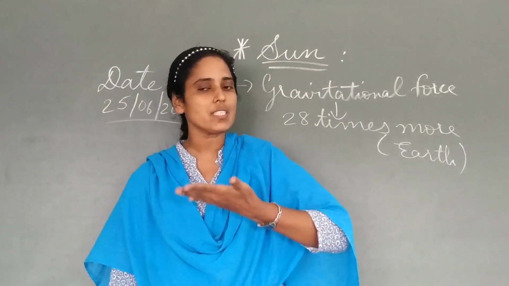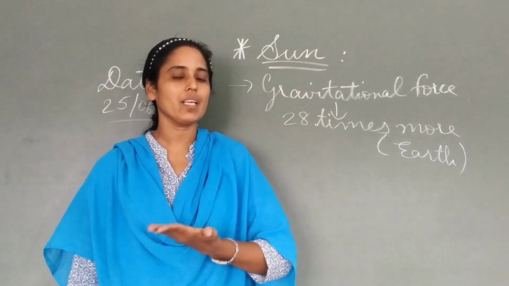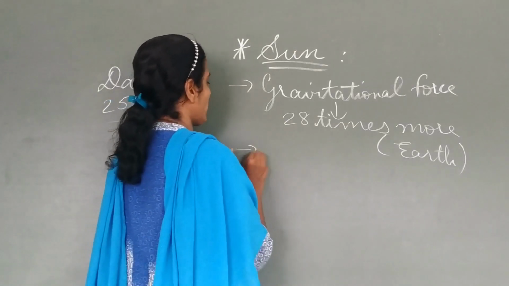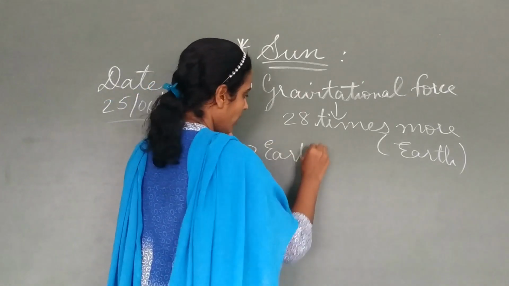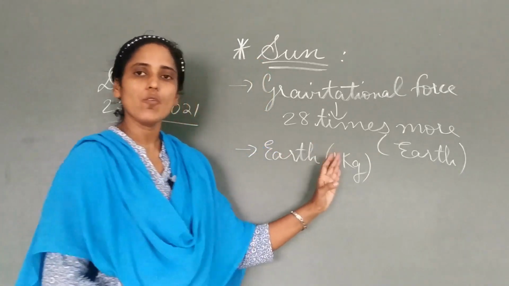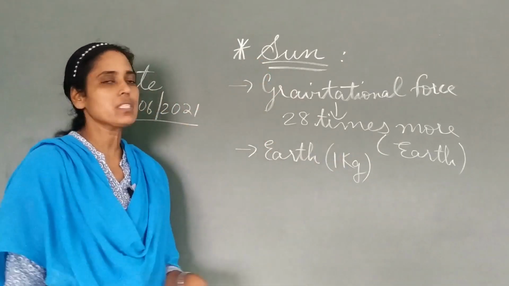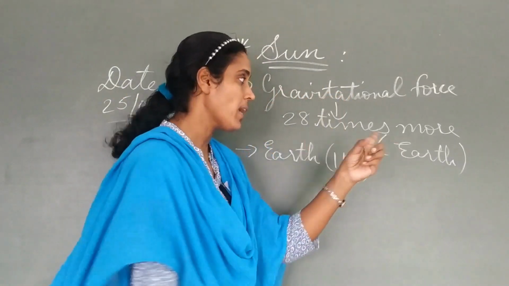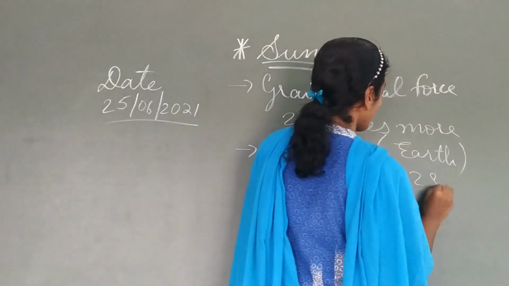And the weight of a substance, the example given here is, the weight of a substance on the Earth is suppose 1 kg. Suppose on Earth you weigh something, any substance you take, of 1 kg. That same substance, if you weigh it on the surface of the sun, it will be how much? 28 kg.